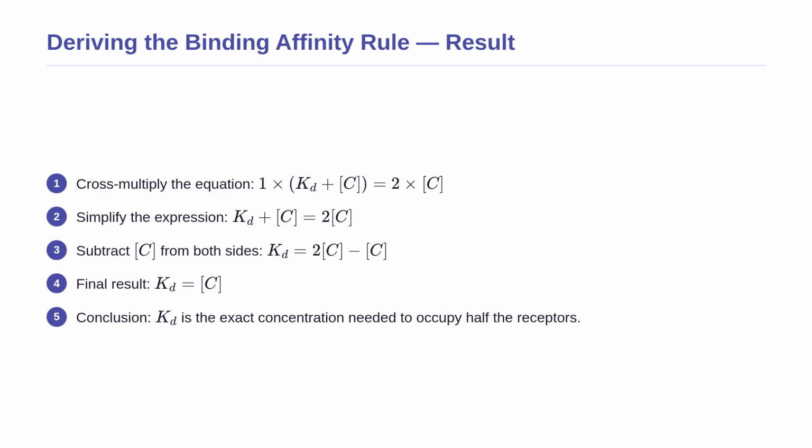The dissociation constant is physically defined as the exact concentration of ligand needed to occupy half of the available receptors. This is why Kd is the perfect measure of binding affinity. A lower Kd means you need fewer cytokines to reach that 50% activation threshold.